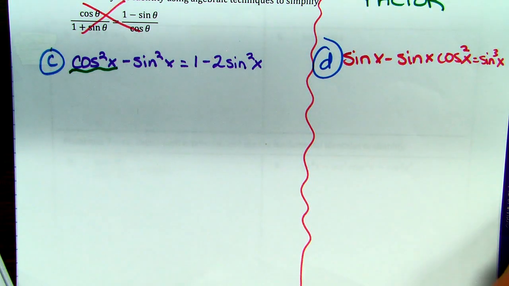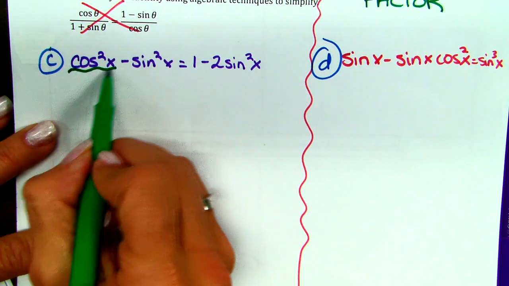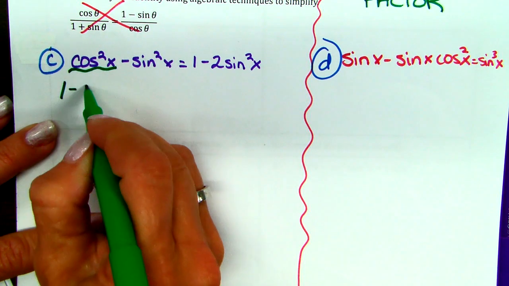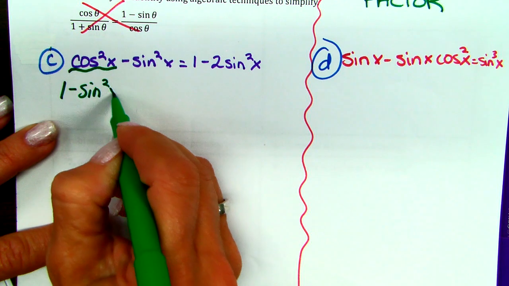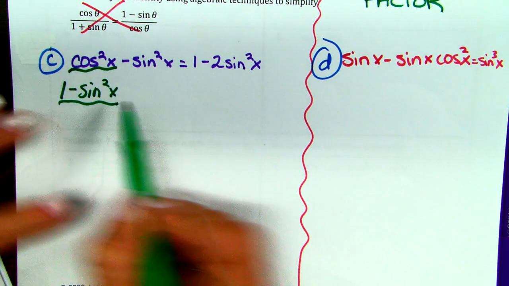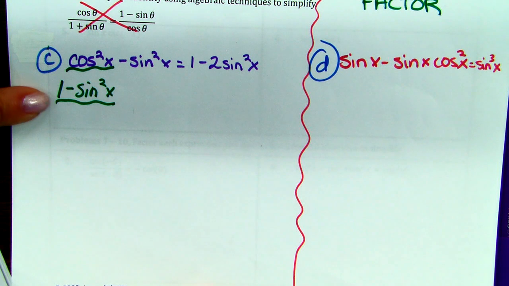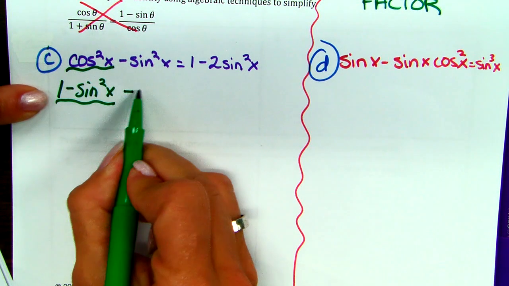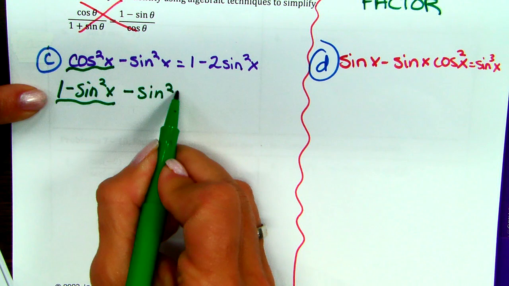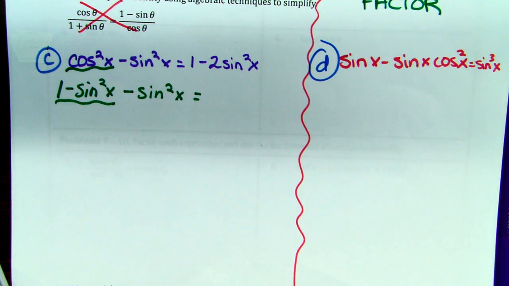But it doesn't mean I wouldn't have made a mistake and had to back up and try something else, okay? So I'm going to change this to 1 minus sine squared x. That's all I've done, I changed that to that. I'm going to bring down minus sine squared x. Do you see it? We're there.